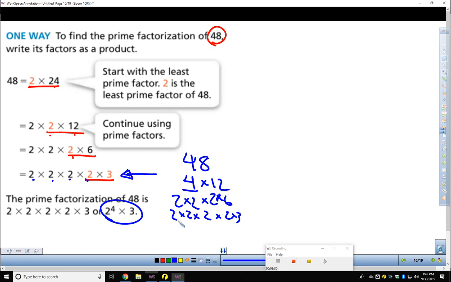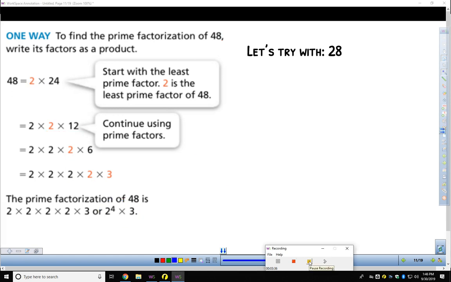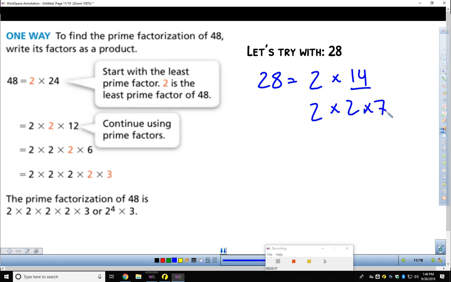So what I'd like you to do is try with 28. It's an even number, so it splits into 2 times 14. 14 is an even number, so that splits into 2 times 7. And I believe those are all prime numbers. So we could rewrite this as 2 to the 2nd power times 7. I guess equal signs there would make that the most correct.